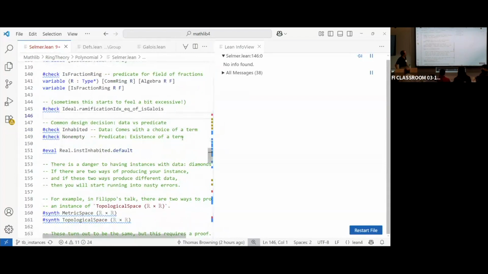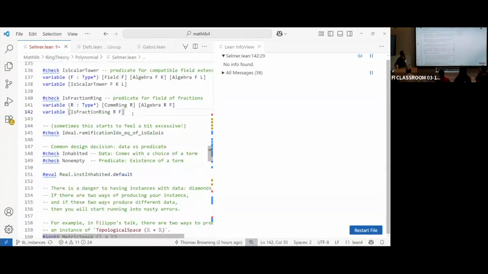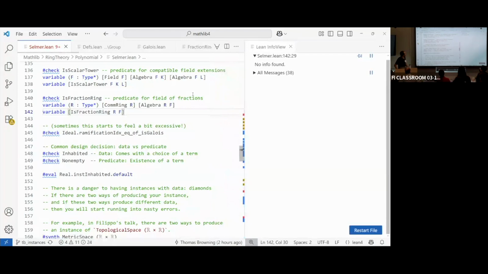Is fraction ring block? Yep. In the second line. Yep. Shouldn't you define field F, or do you not need that? Oh, okay. Technical. Well, it's up here. The variable sticks around. So I define F as a field, and then I'm defining a fraction ring of F. So it sticks around.